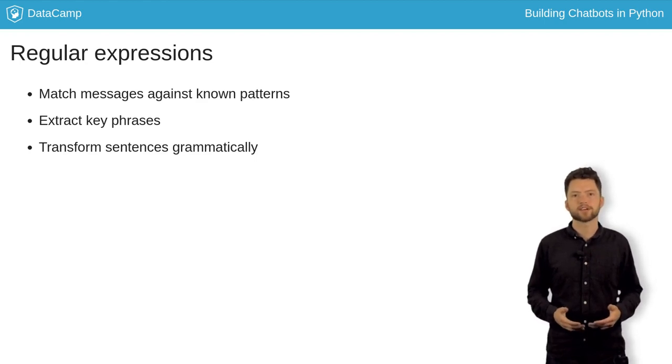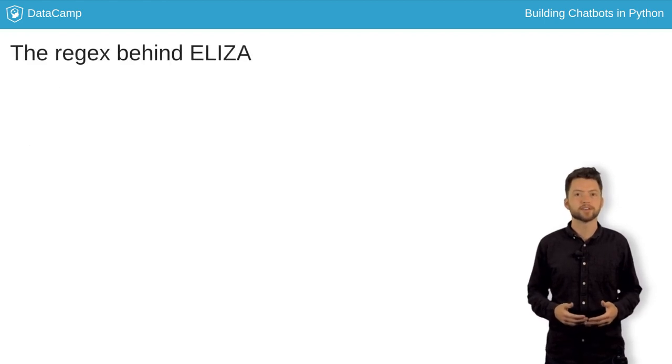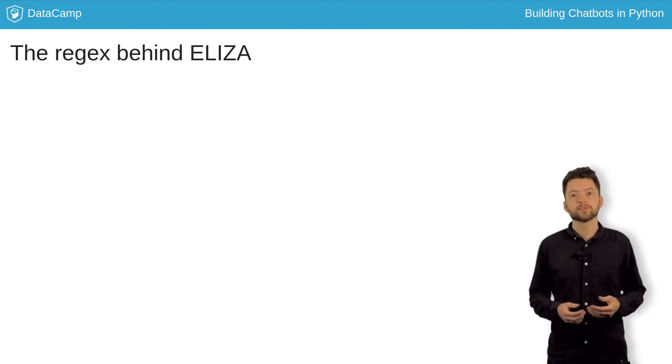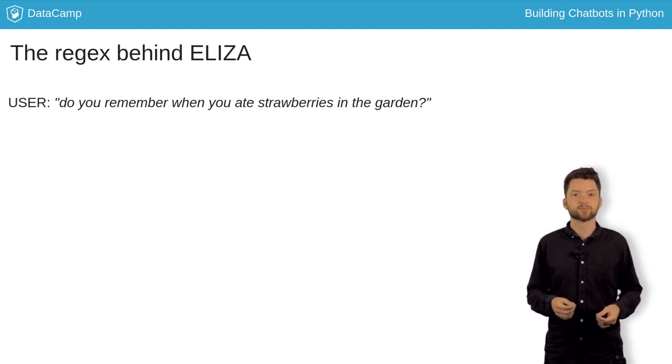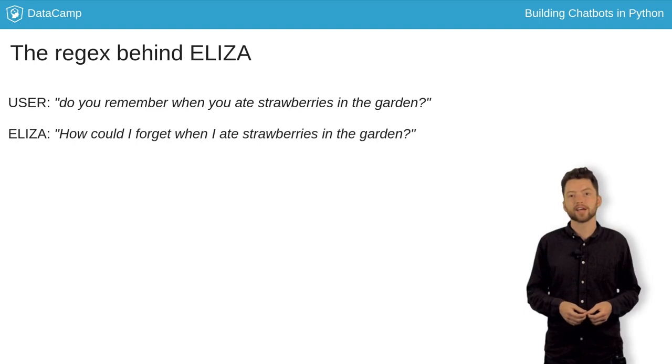Much of the magic of the ELIZA system relied on giving the impression that the bot had understood you, even though the underlying logic was extremely simple. For example, asking Eliza, "Do you remember when you ate strawberries in the garden?" she would respond, "How could I forget when I ate strawberries in the garden?"